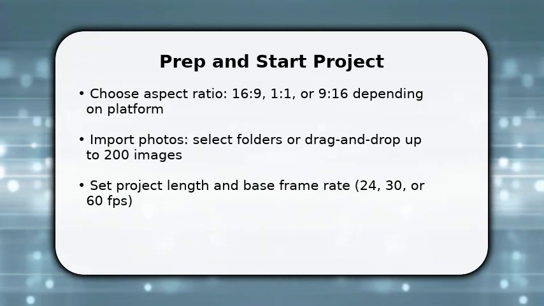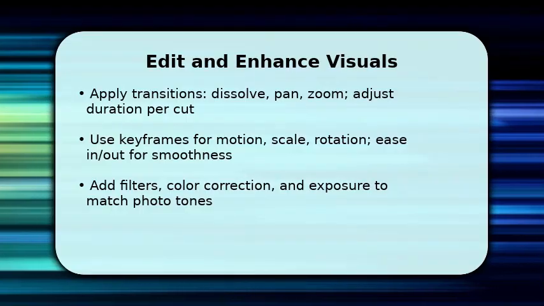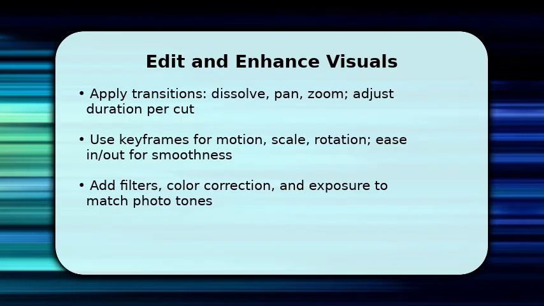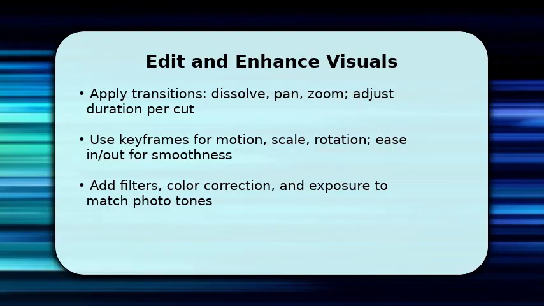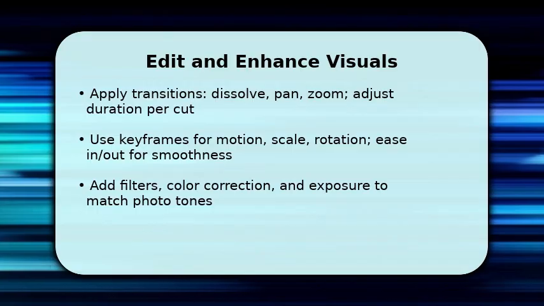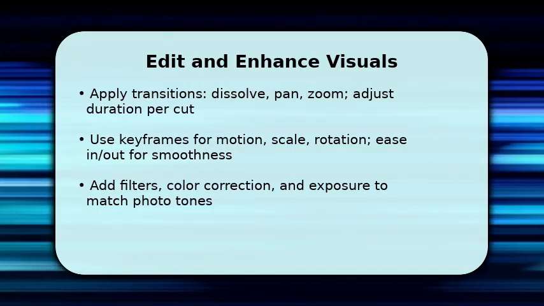Now you refine the sequence by adding motion, transitions, and color adjustments so each photo reads as part of a single story. Use keyframes to animate position, scale, and rotation. Ease your keyframes so movement feels natural. Then insert transitions between photos and tweak the length for rhythm. Once done, apply global color correction or selective filters to match lighting across shots. Make sure to preview in real time and reduce heavy effects if playback stutters during.